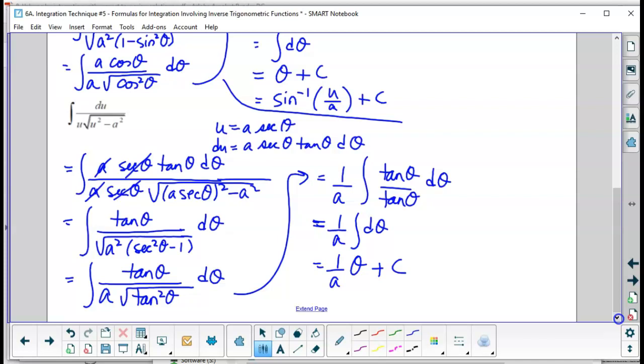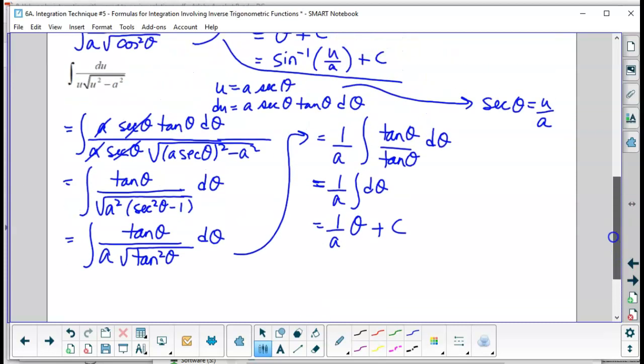And then from here, secant theta equals u over a. So theta will be inverse secant u. Okay, expand this a little bit. So this will be 1 over a inverse secant of u over a plus c.